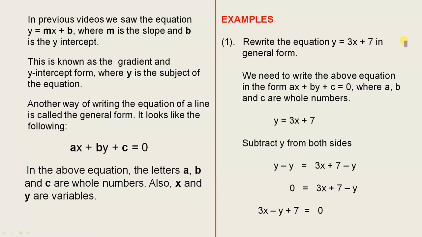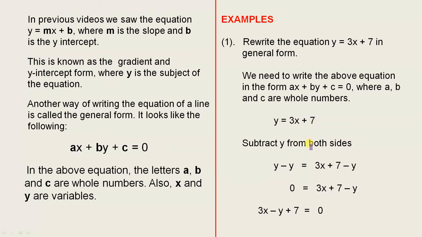Rewrite the equation y equals 3x plus 7 in general form. So this is the equation, and that is the gradient and y-intercept form, where the gradient is 3 and the y-intercept is plus 7. We need to write the above equation in the form ax plus by plus c equals 0, where a, b and c are whole numbers. So here is our equation.